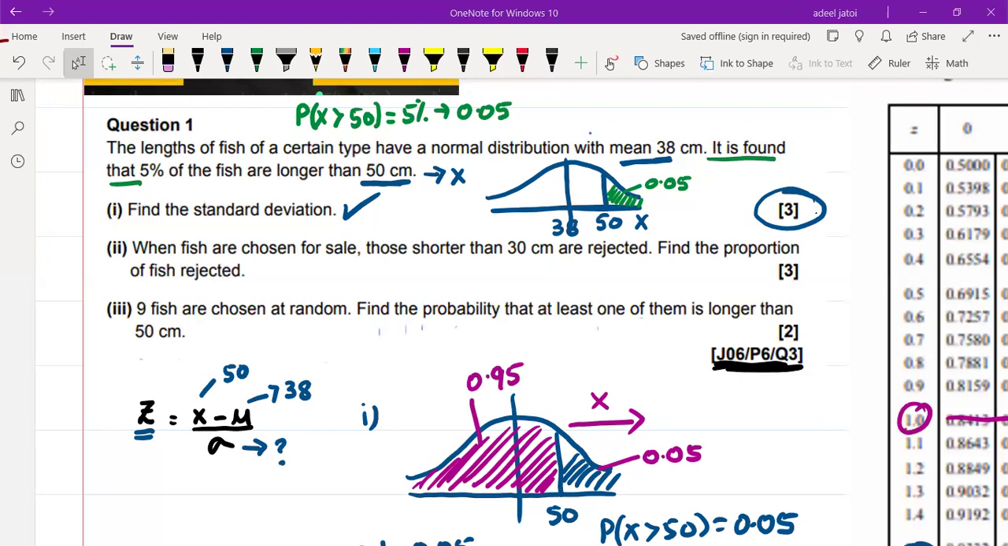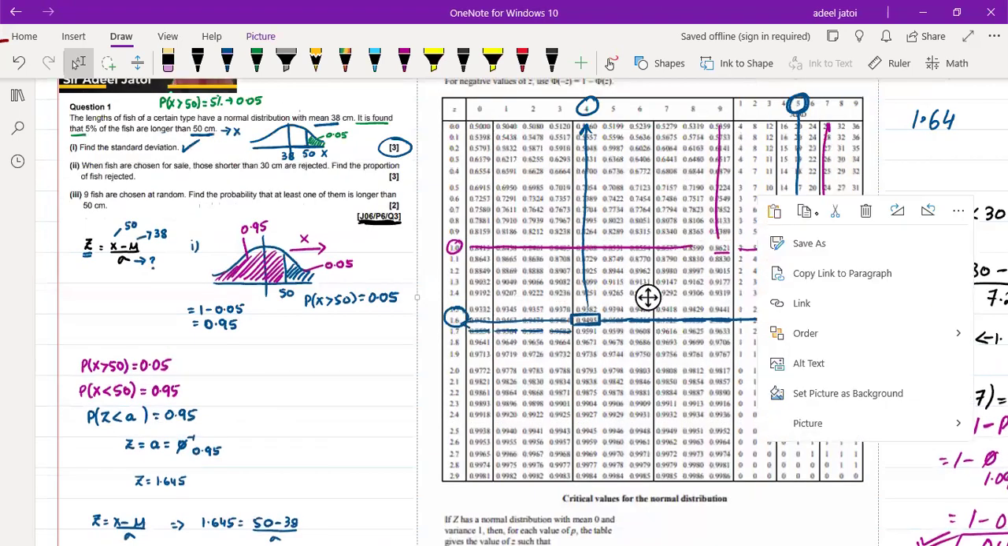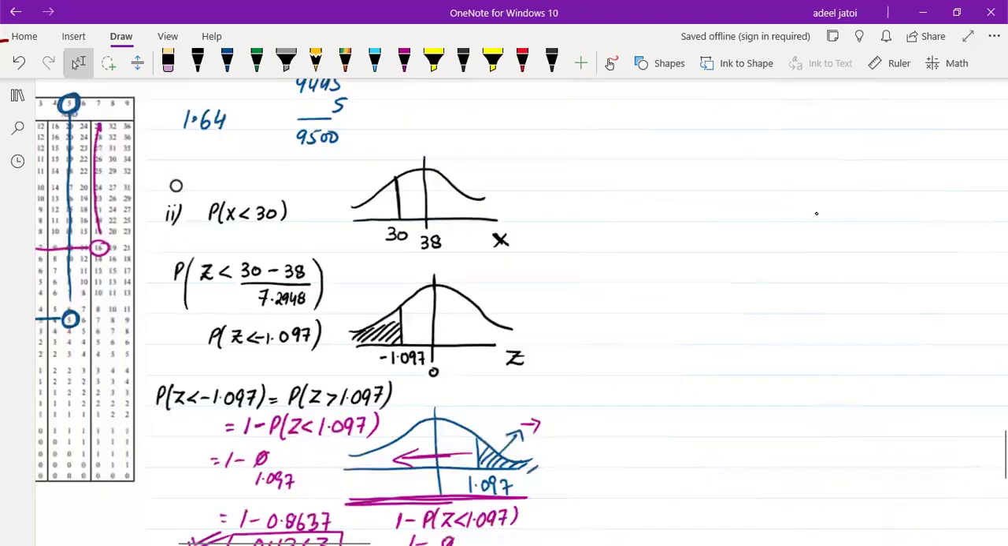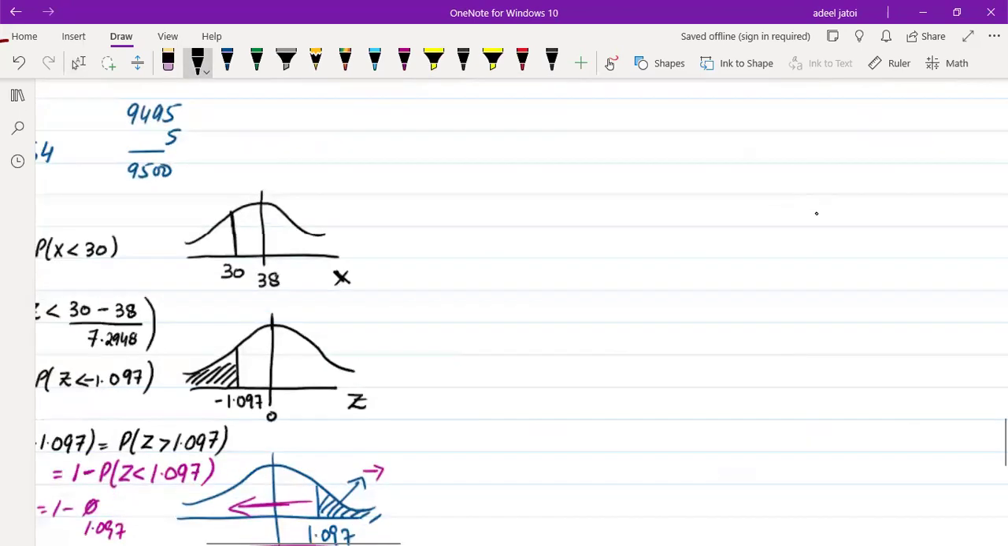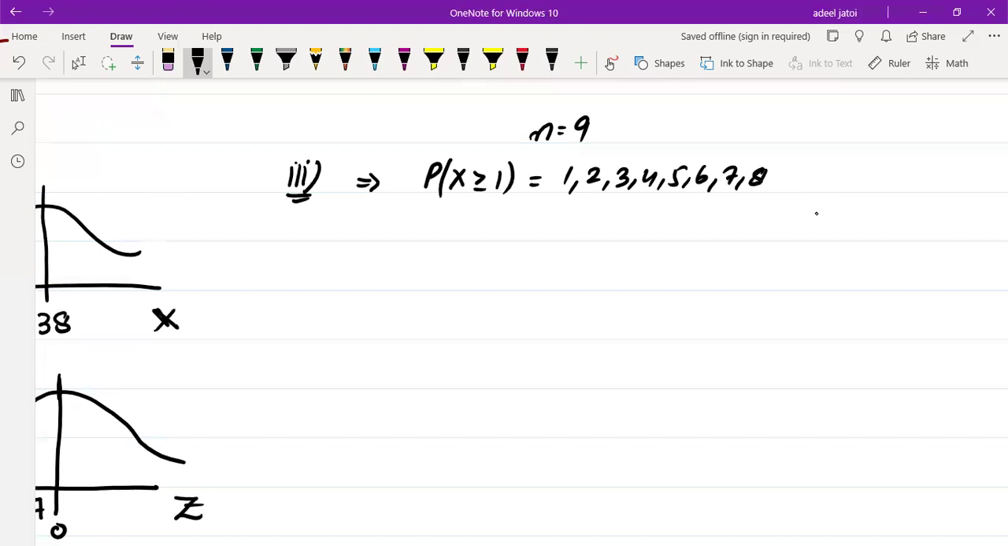Now the third part, it says 9 fish are chosen at random. Find the probability that at least one of them is longer than 50. Now you already know that the question is very clear, that this part 3 is from the binomial. So if this is from binomial, you need to have probability of x greater than or equal to 1. And how many parts do you have? You have 9.